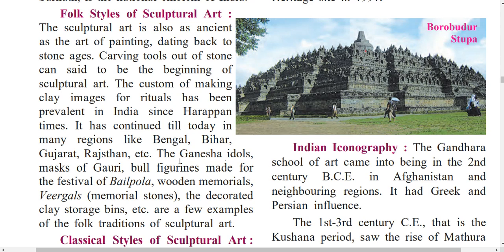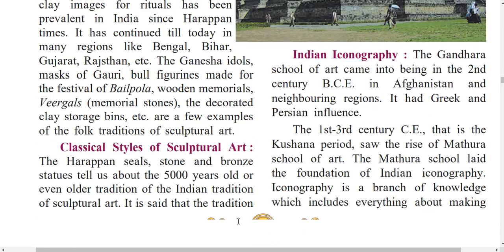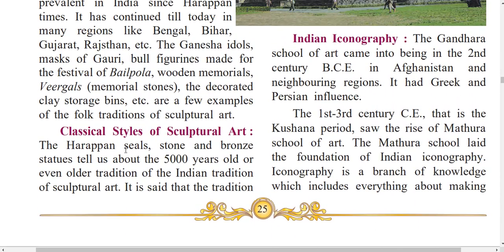The Ganesha idols, masks of kauri, wool figurines made for the festival of Bailpola, wooden memorials, virgals, memorial stones, the decorated clay storage bins, etc. are a few examples of the folk traditions of sculptural art.